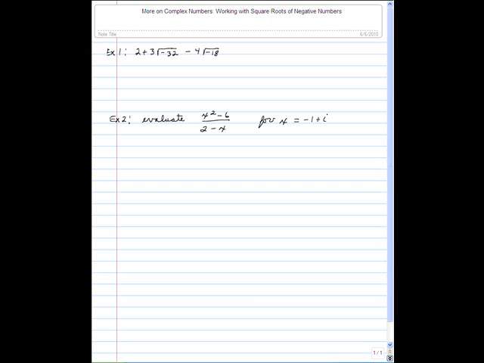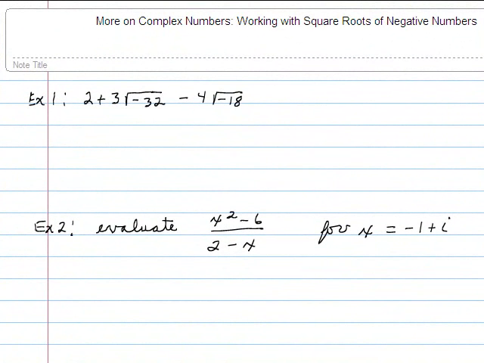Welcome to the second podcast on complex numbers. This one is called More on Complex Numbers, Working with Square Roots of Negative Numbers.